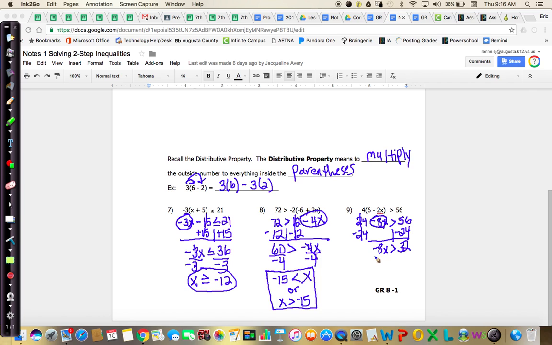The opposite of multiplication is division, so we're going to divide both sides by -8. -8 divided by -8 is a 1 in disguise. Remember to flip the symbol because we divided by a negative, and 32 divided by -8 is -4.